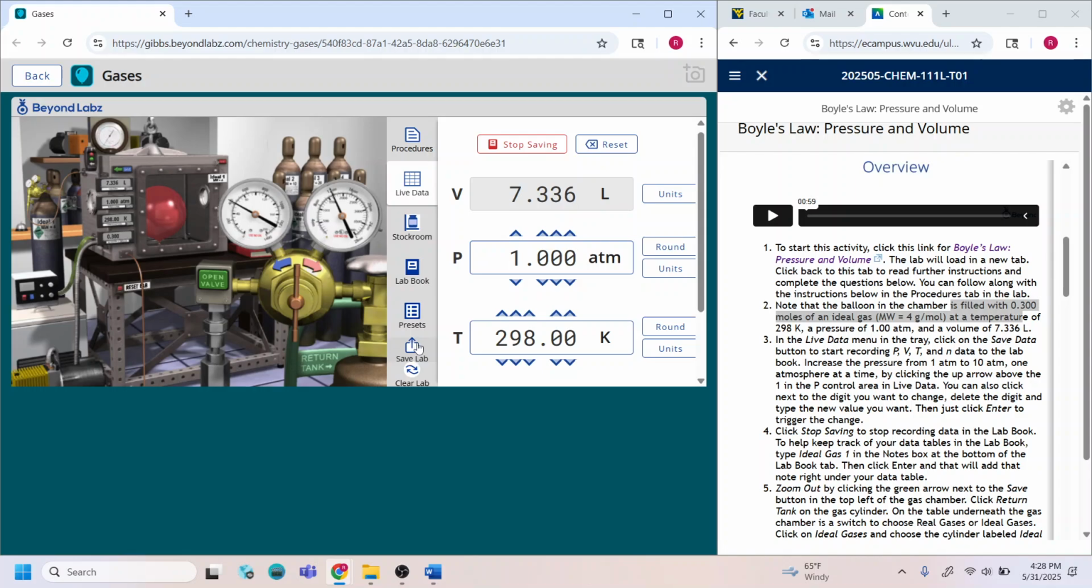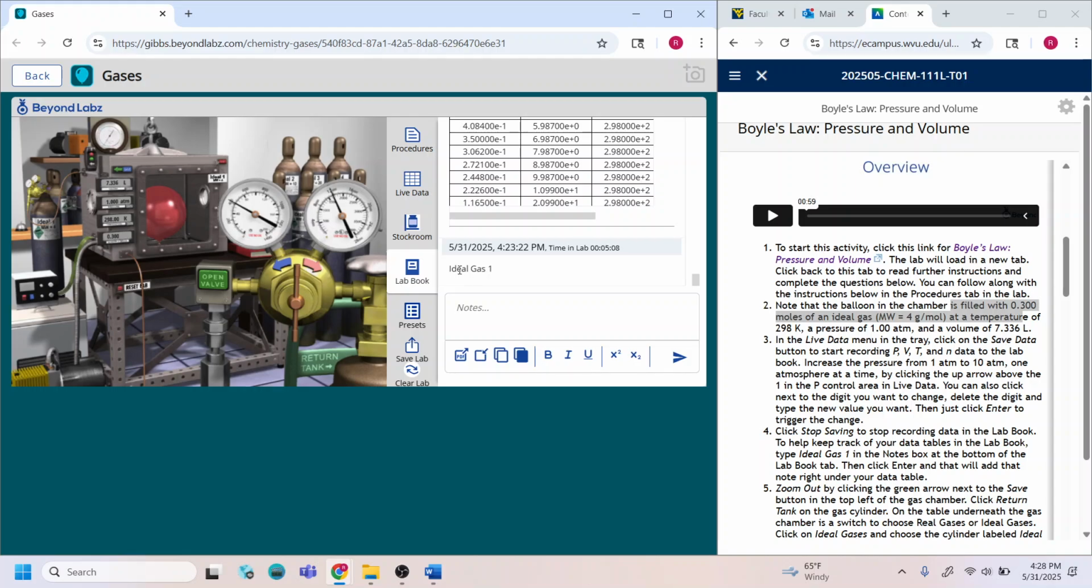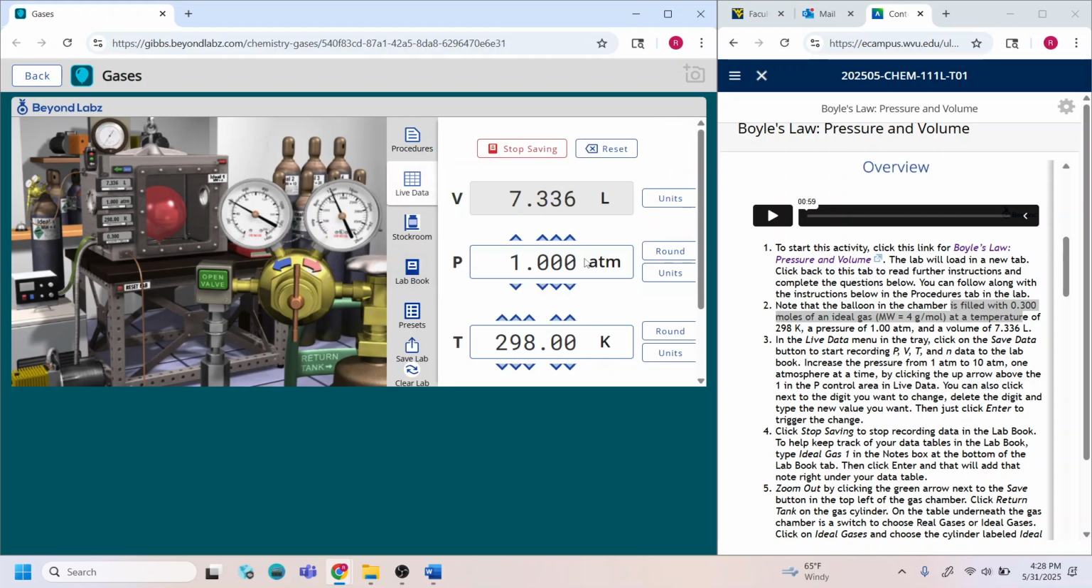And it says that you would need to save your data in the lab book. So in order to do this, you can hit on the lab book over here. You shouldn't see anything. This is my data. So what we're going to do is put ideal gas. Every gas that we are going to work with, we are just going to name that. This is ideal gas 1, and then we're going to hit submit. So that all the data that we are going to collect now is going to be for ideal gas number 1.